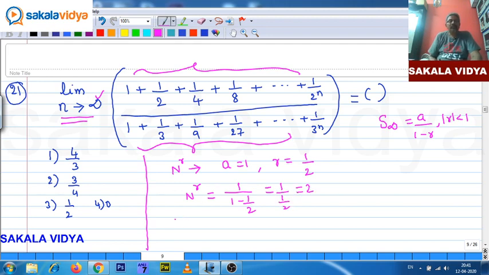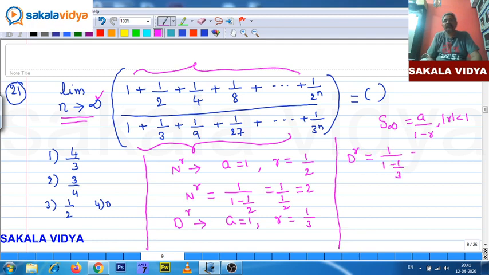So now let us come to the denominator. In the denominator we have a equal to 1, and the common ratio is 1 by 3. Same formula we need to apply. Now the denominator will be equal to 1 by 1 minus 1 by 3. So that is 1 by 2 by 3. This will be 3 by 2.